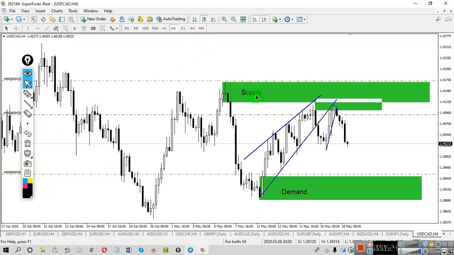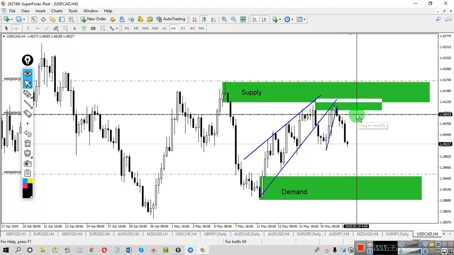Let me go back to the H4 time frame. Look at this. When market broke this trend line, I entered this trade. The trade is running 65 pips so far, and my take profit is 139 to 140 pips. My profit target is 140 pips.